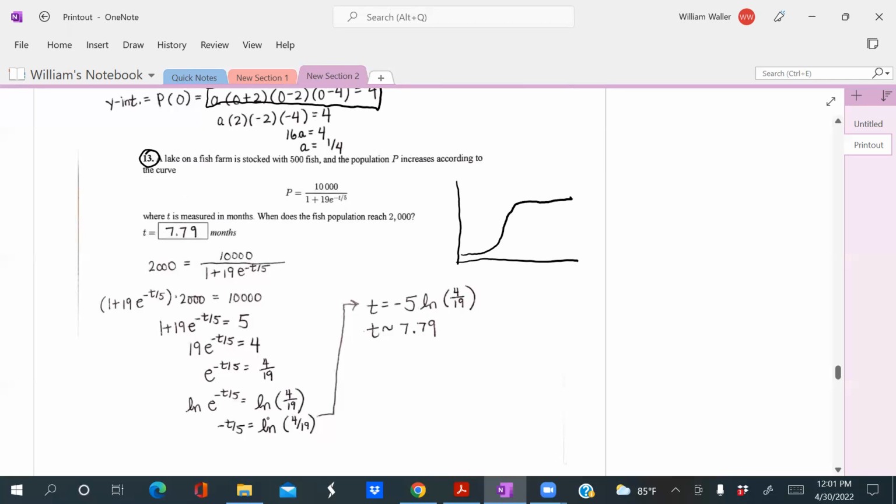I multiplied both sides by 5 to cancel this 5, and by -1 to cancel this minus sign. In other words, I multiplied both sides by -5. When you do that, you get just t on the left-hand side, and on the right-hand side, you get -5 times the natural log of 4/19. With the calculator, that turns out to be approximately 7.79. So there's our result.